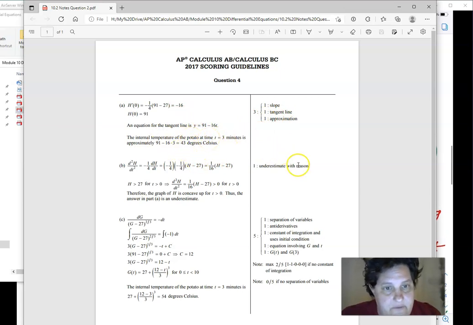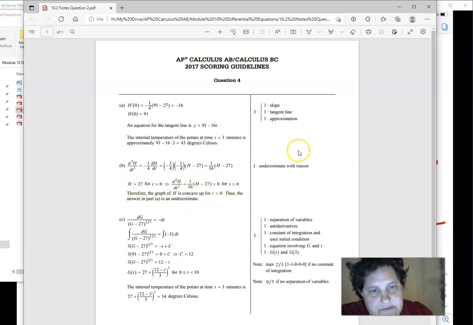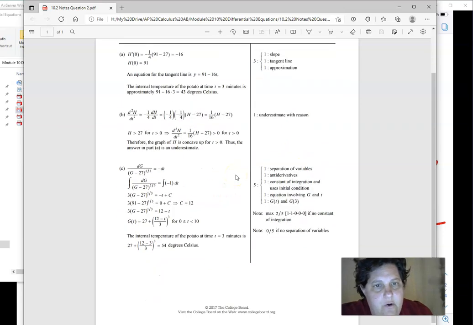For part B, 1 point for underestimation with reason. That's kind of crazy because we did a lot of work for that. So that bugs me, but whatever. On the last problem it gave us 2 points for this part. This is only giving us 1 point. Because we knew that it was decreasing concave up, the answer is an underestimate. So underestimate with reason. Woo, 5 points. We love this, right?